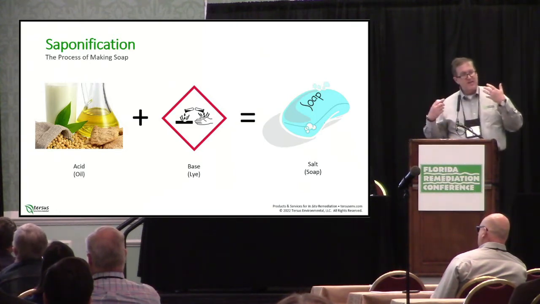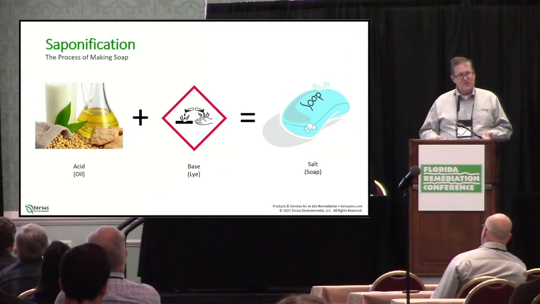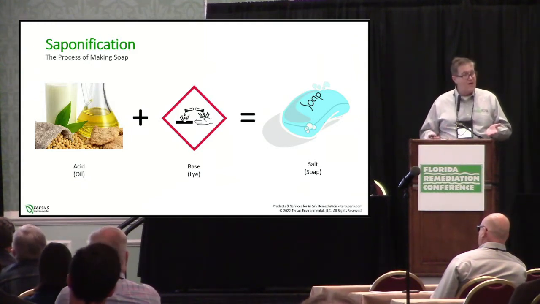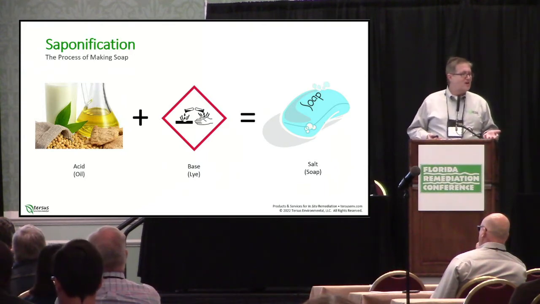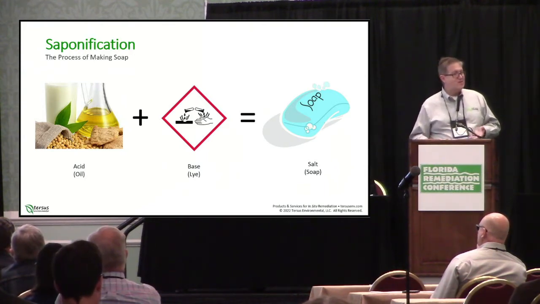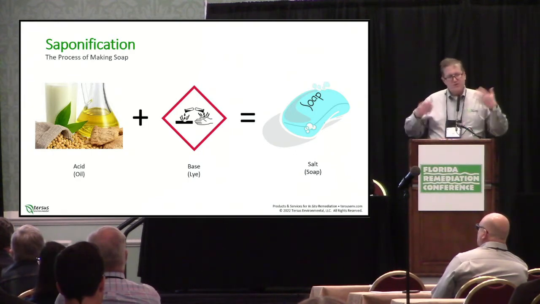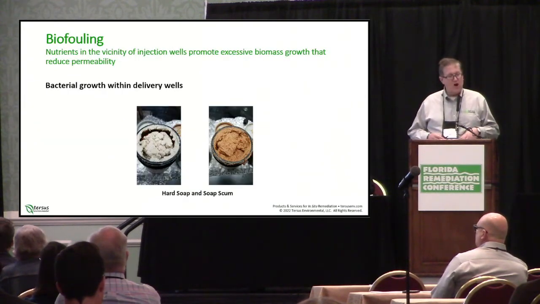So we're injecting organic substrates that are going to ferment as volatile fatty acids, because we want that to happen. But our site's got a low pH, so we're going to inject some caustic material to raise the pH. And in this process, we're actually going to produce soap. So we shouldn't be surprised when that happens.